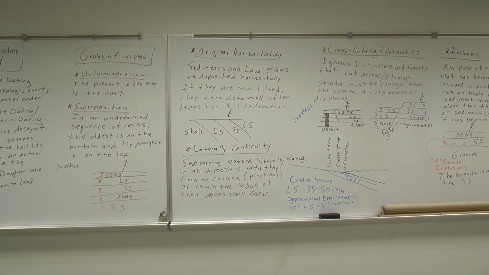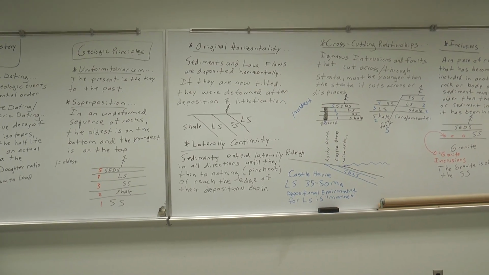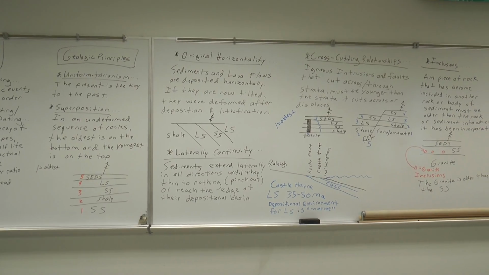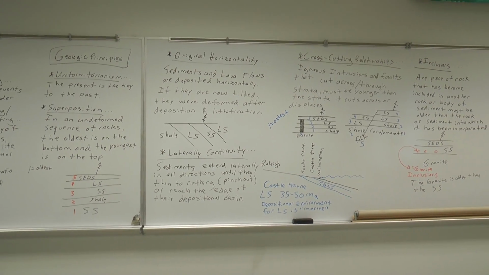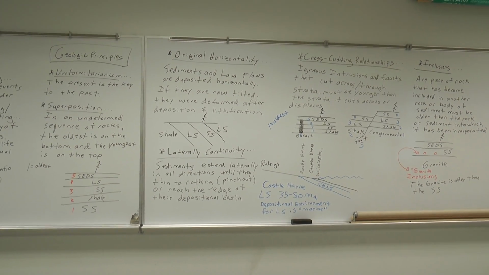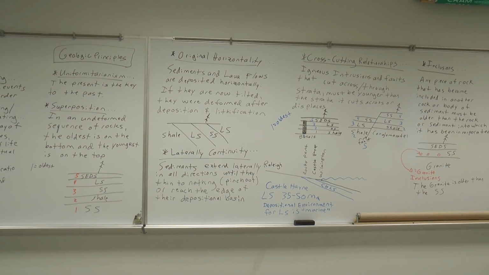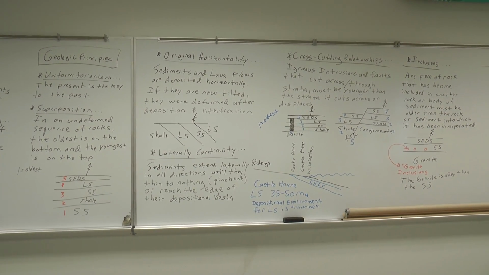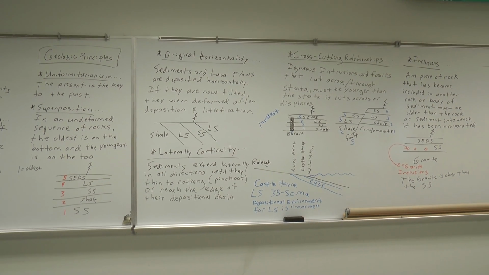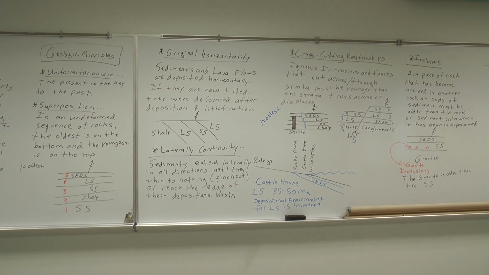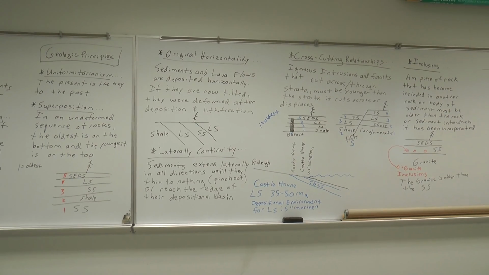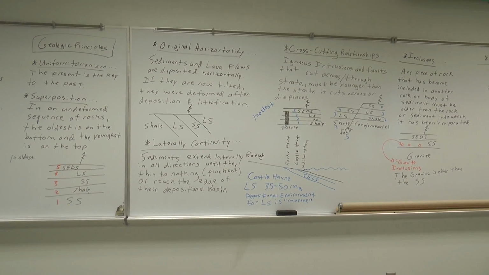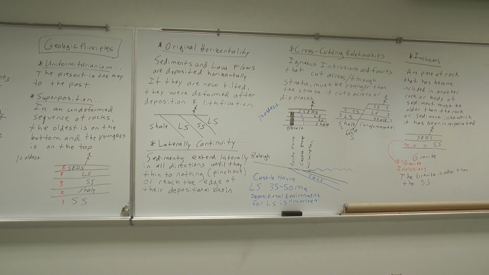Okay, original horizontality. This says that sediments and lava flows are originally deposited horizontally. This, of course, is because gravity exists on this planet. If you now see them millions of years later and they're tilted, this means that they were deformed, tilted, after the sediments were deposited and after those sediments lithified into solid rock. So we could say that if they are now tilted, they were deformed after deposition and lithification.